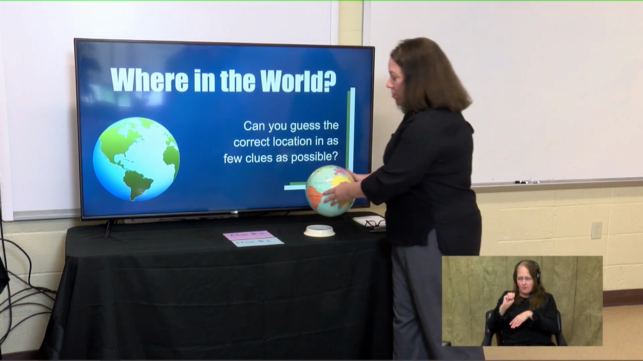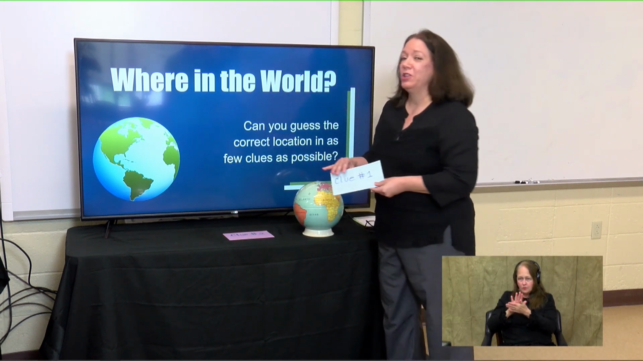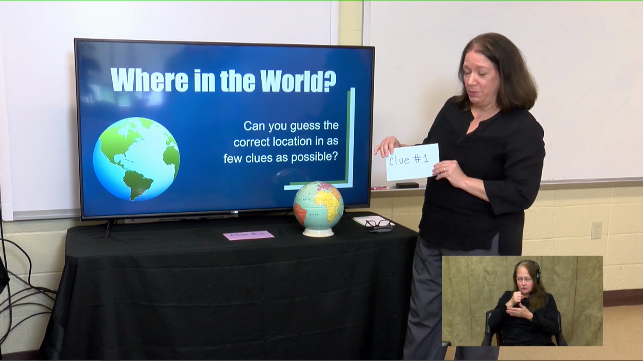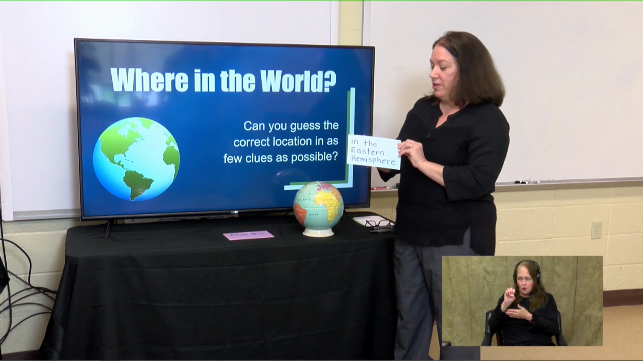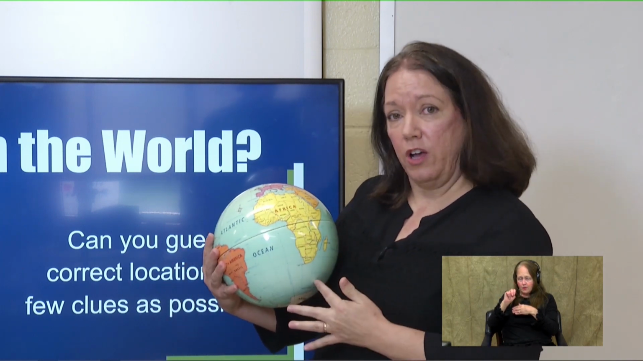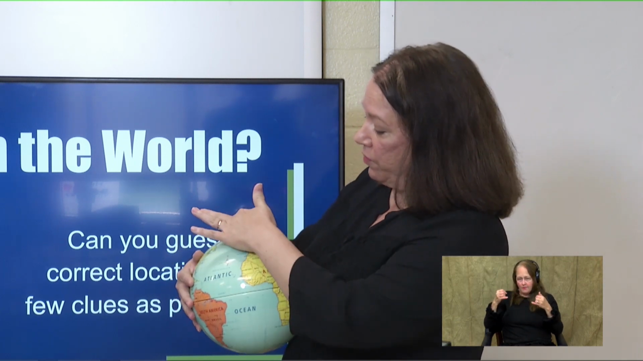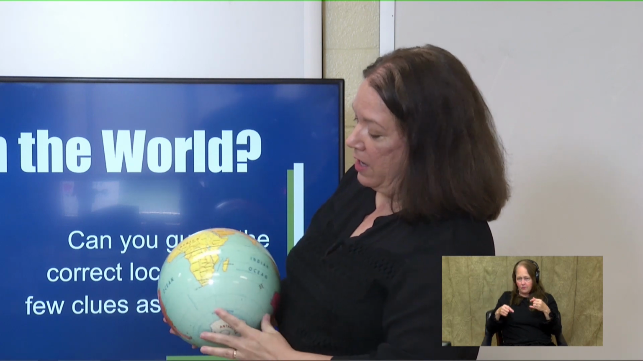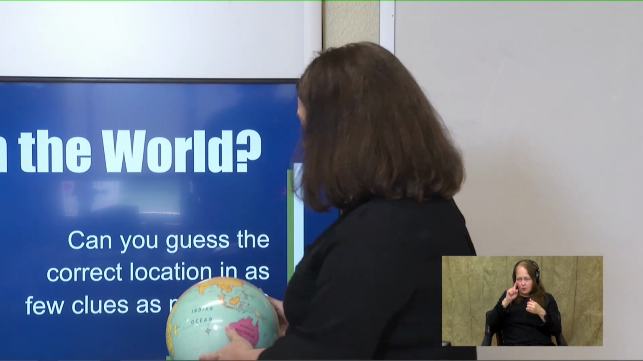Clue number 1, remember the idea here is to try to guess the location in as few clues as possible. So clue number 1, Connor says it's in the Eastern Hemisphere. So what does that mean for us? We know that the prime meridian is the dividing line for longitude. It's our main line of longitude at 0 degrees. So to say we're in the Eastern Hemisphere means we're going to be east of that line. So that runs from here all the way down, anything up into 180 degrees.